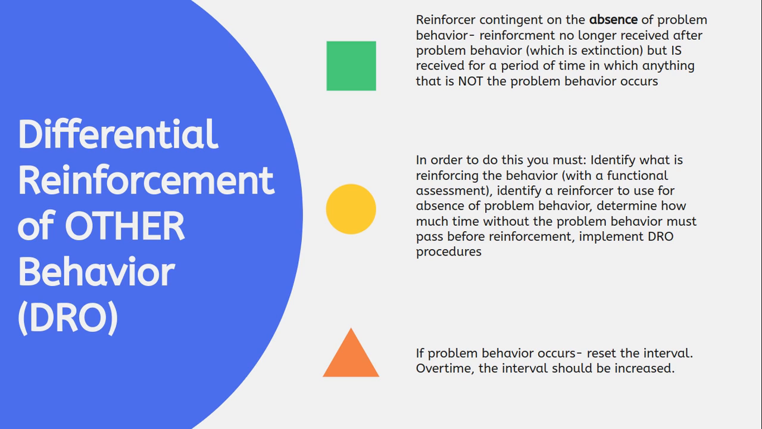not occurring. In order to do this, you have to identify what is reinforcing the behavior with a functional assessment, which I discussed in a previous video. And then you would identify a reinforcer to use for the absence of problem behavior, determine how much time without the problem behavior must pass before reinforcement is received, and then you would go on to implement the DRO procedures. If a problem behavior does occur, you would reset the interval of time. Over time, the interval should be increased to make sure that this behavior is maintained.